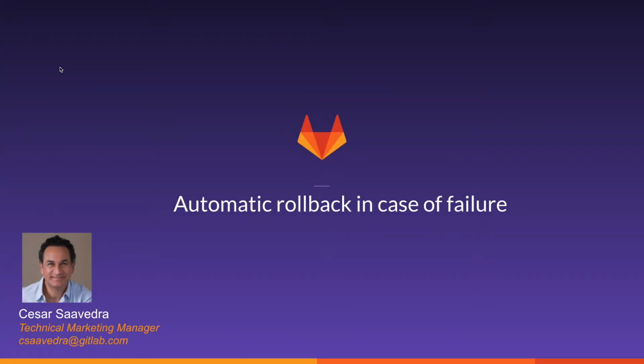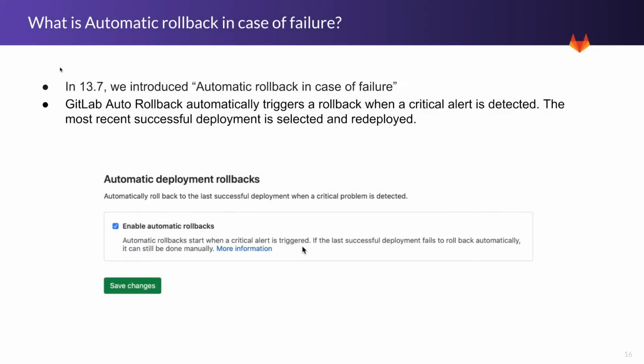All right, so the next capability I'd like to go over is called automatic rollback in case of failure. This was introduced in GitLab 13.7, and it's basically the automatic rollback in case a critical alert is detected. So this is done by the GitLab platform. And what gets rolled back is the most recent successful deployment. It's selected and redeployed.